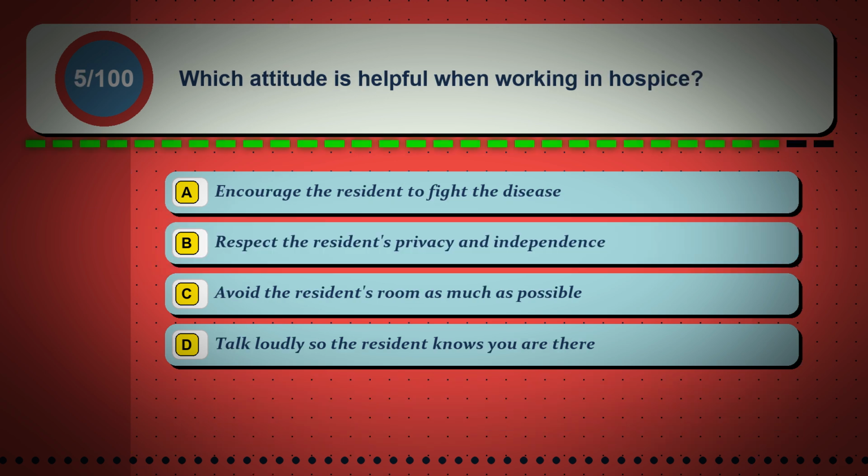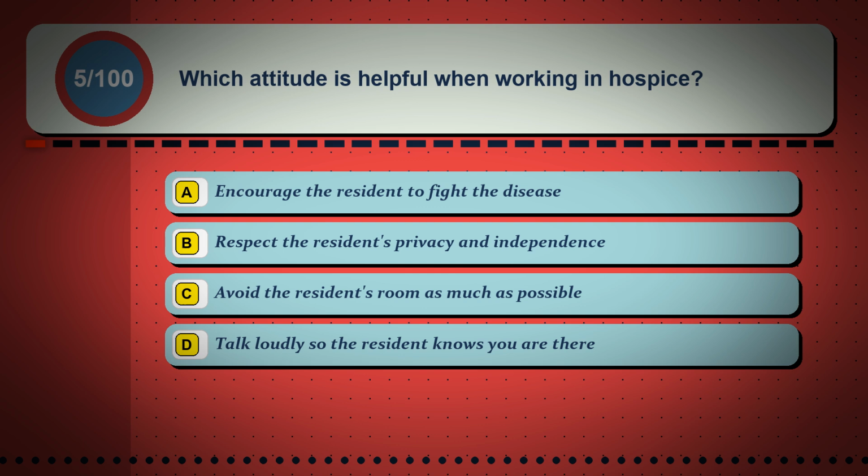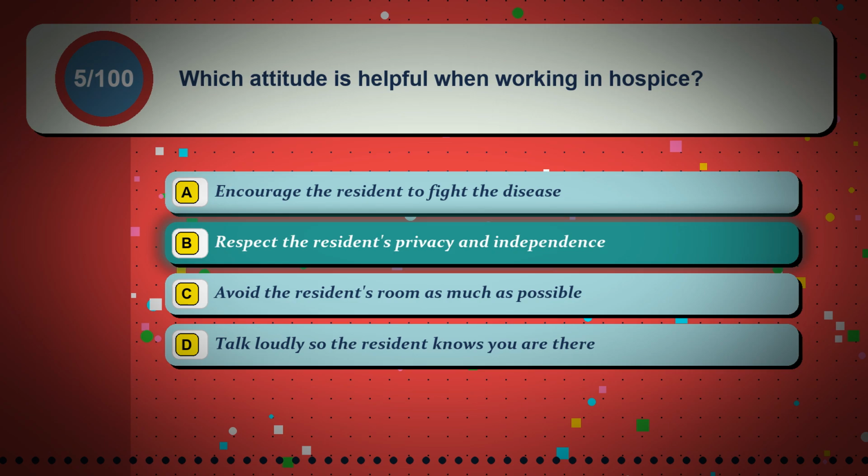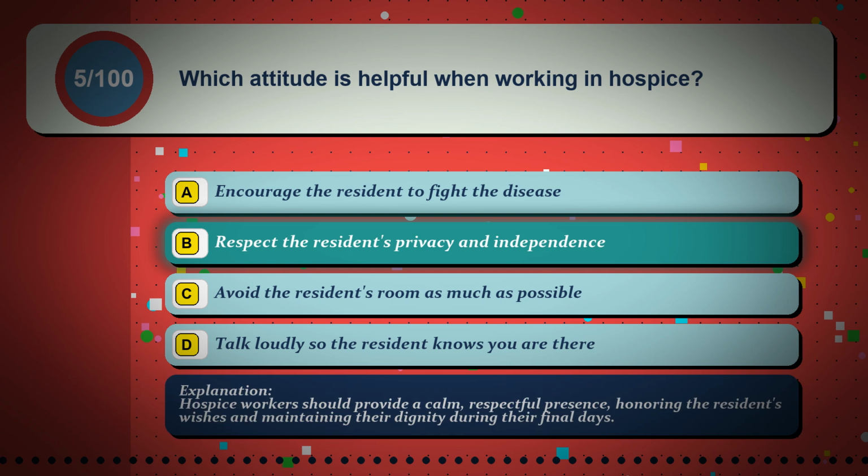Question 5. Which attitude is helpful when working in hospice? Option A, encourage the resident to fight the disease. Option B, respect the resident's privacy and independence. Option C, avoid the resident's room as much as possible. Option D, talk loudly so the resident knows you are there. The correct answer is option B, respect the resident's privacy and independence. Hospice workers should provide a calm, respectful presence, honoring the residents' wishes and maintaining their dignity during their final days.